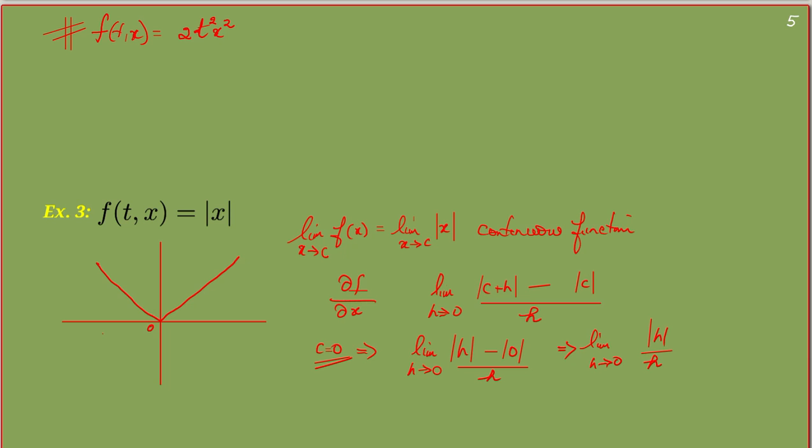When I approach it from the left side, the limit as h tends to 0 minus, this becomes equal to minus 1. If I approach it from the right side, that means h is increasing in this direction, the limit as h tends to 0 plus of mod h by h is equal to plus 1. So here the limits are different on either side, so the limit does not exist here.